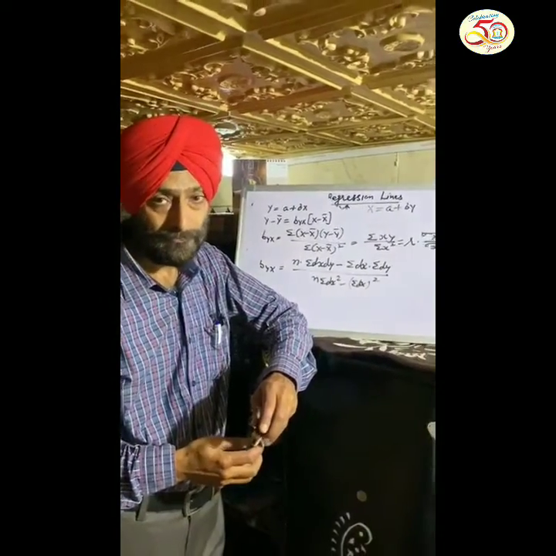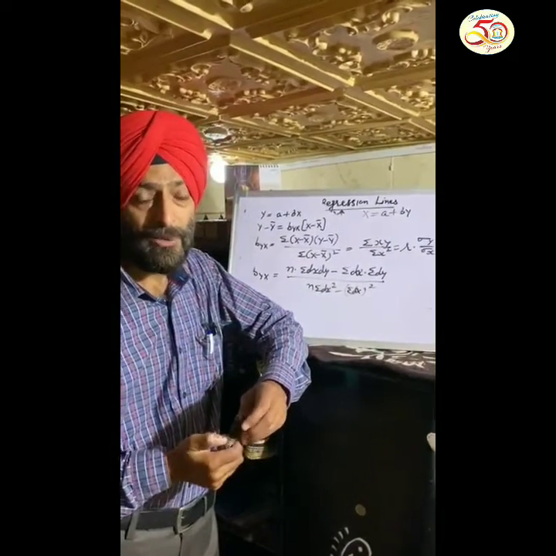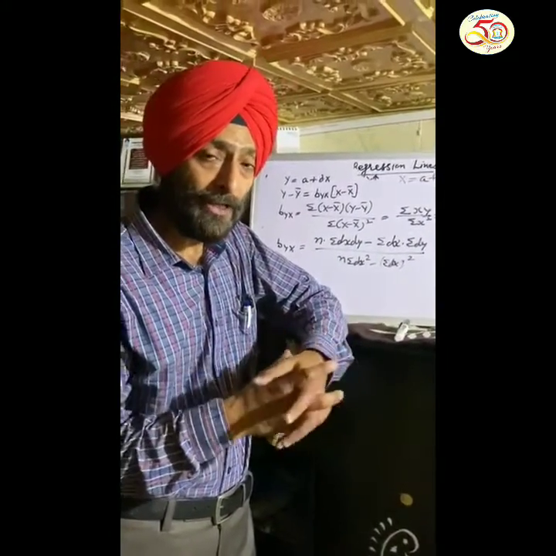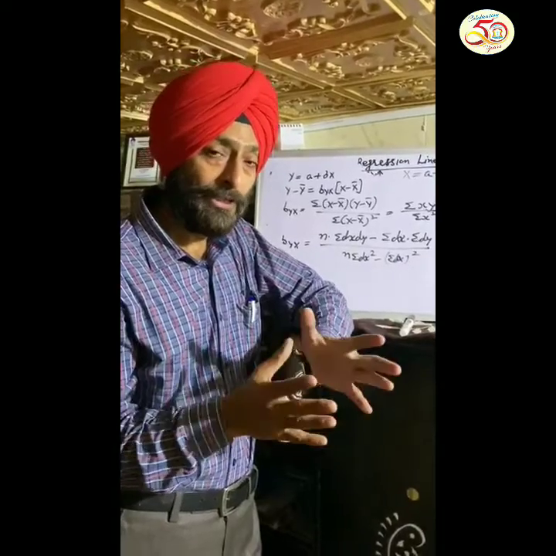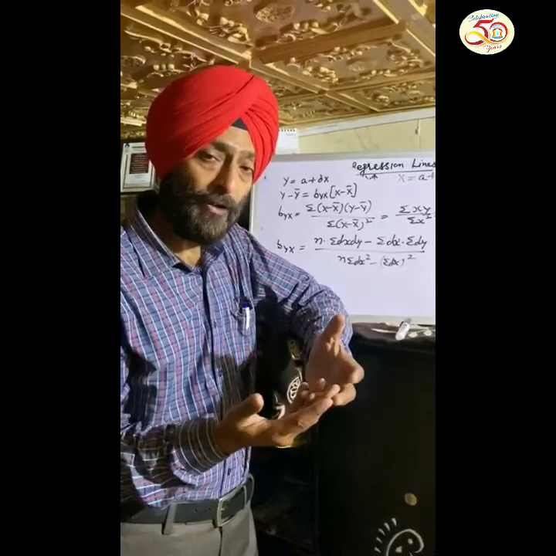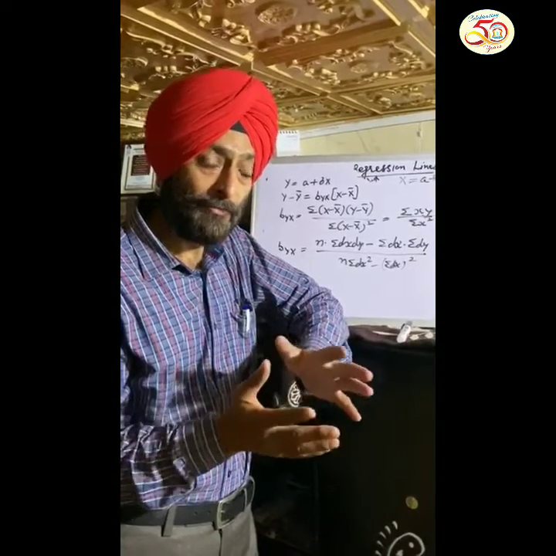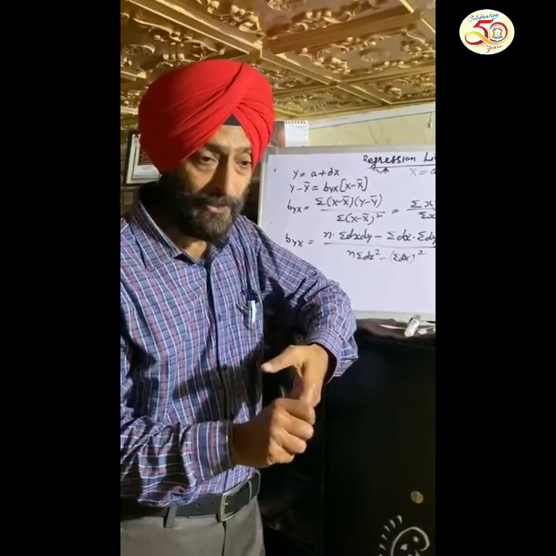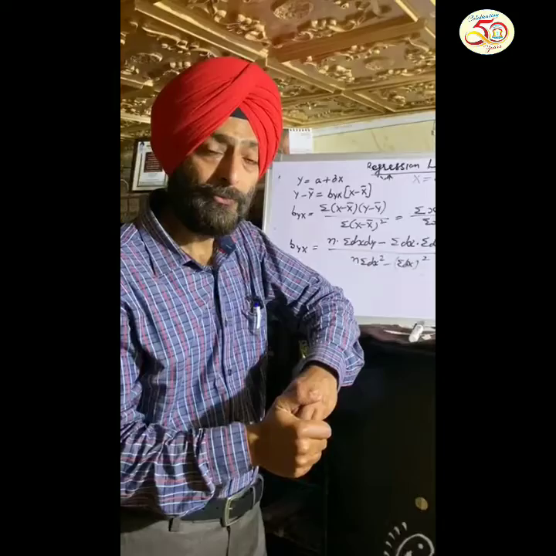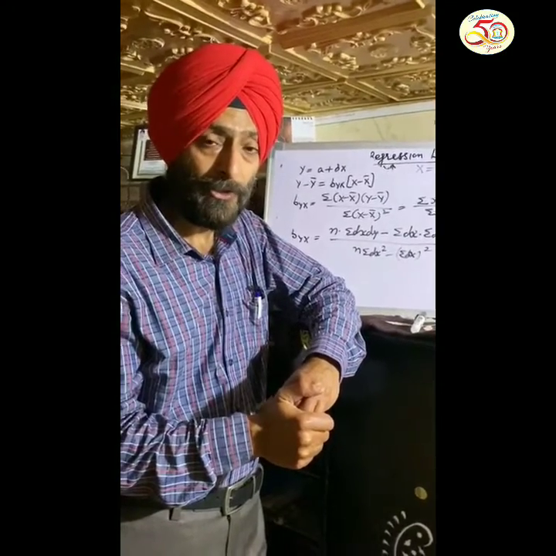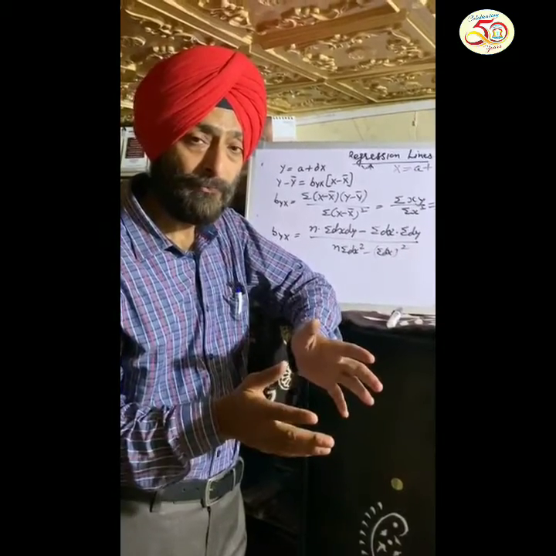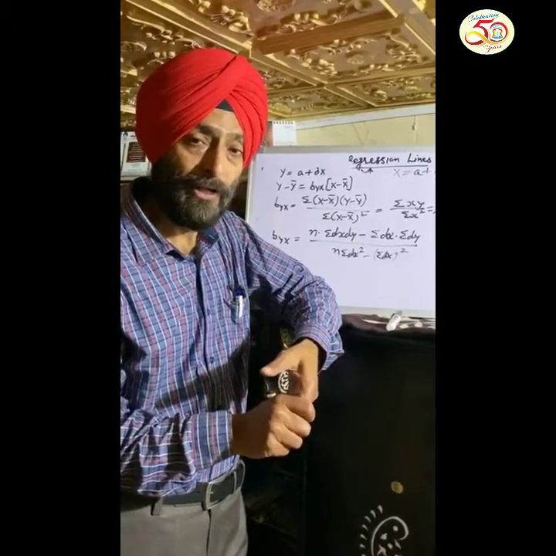Last but not the least, I want to focus on some similarities between correlation and regression. Both study relationship. No doubt regression studies functional relations also, but correlation and regression both study relationship. Secondly, both have the same sign. And third, both are independent of change of origin. Independent of change of origin means if you add or subtract any constant from the value of x or y, the value of correlation will not be affected.